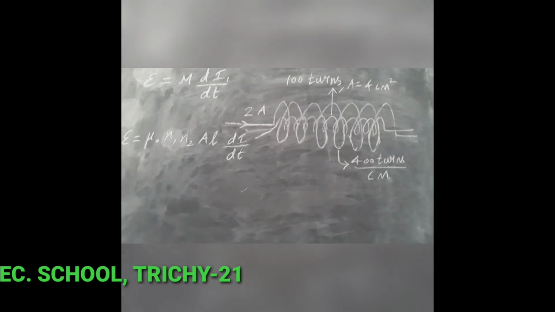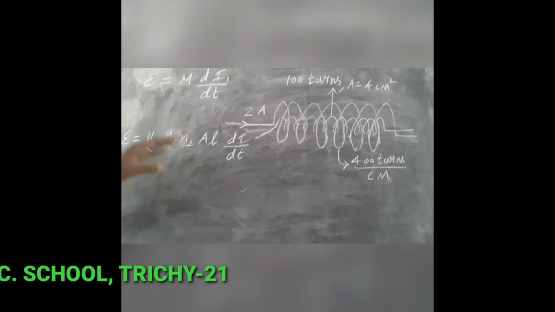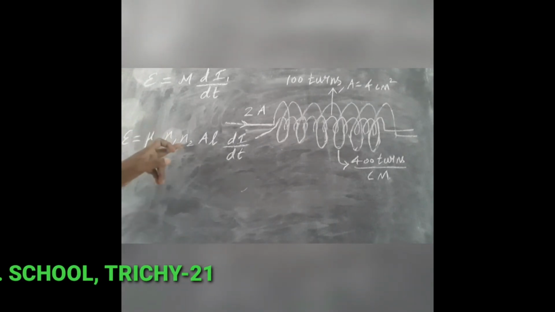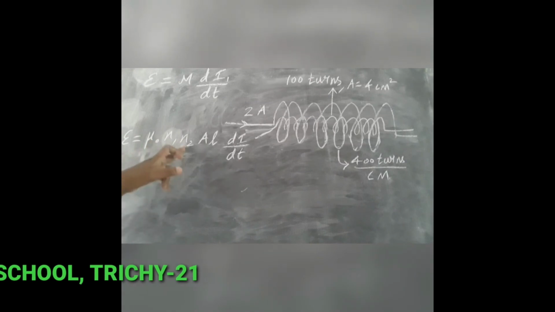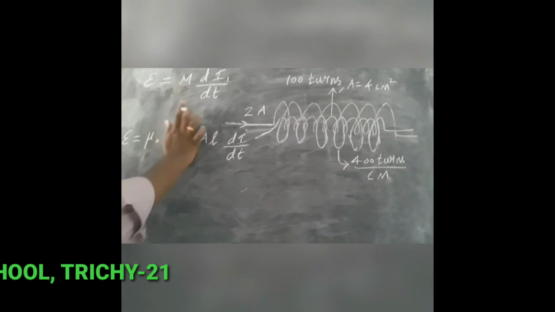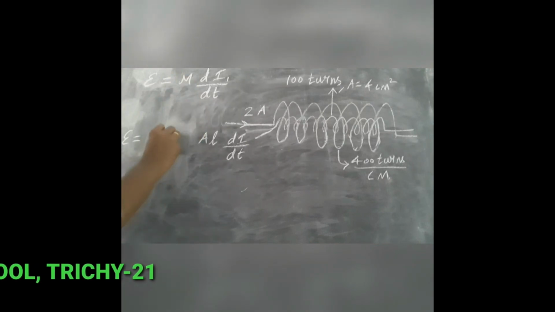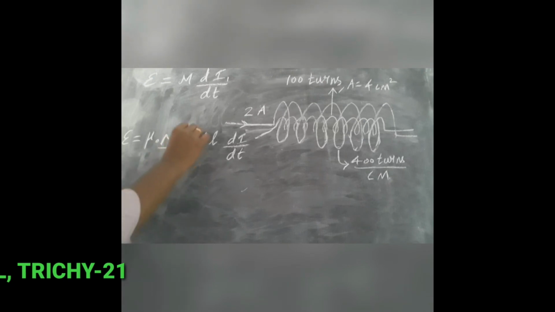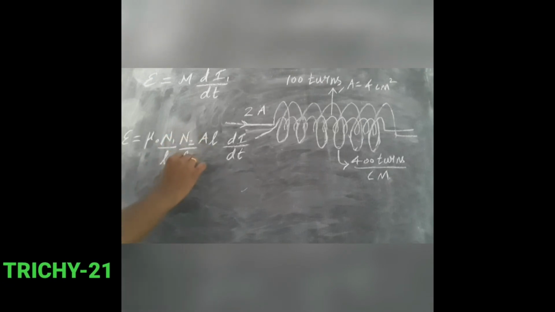What is n1? The previous problem also we have discussed. Number of turns per unit length in the first coil and number of turns per unit length in the second coil. So this can be rearranged like this. Instead of small n1, you can write capital N1 by L, capital N2 by L. Refer to the previous problem too. So here L can be cancelled. What is the remaining thing?